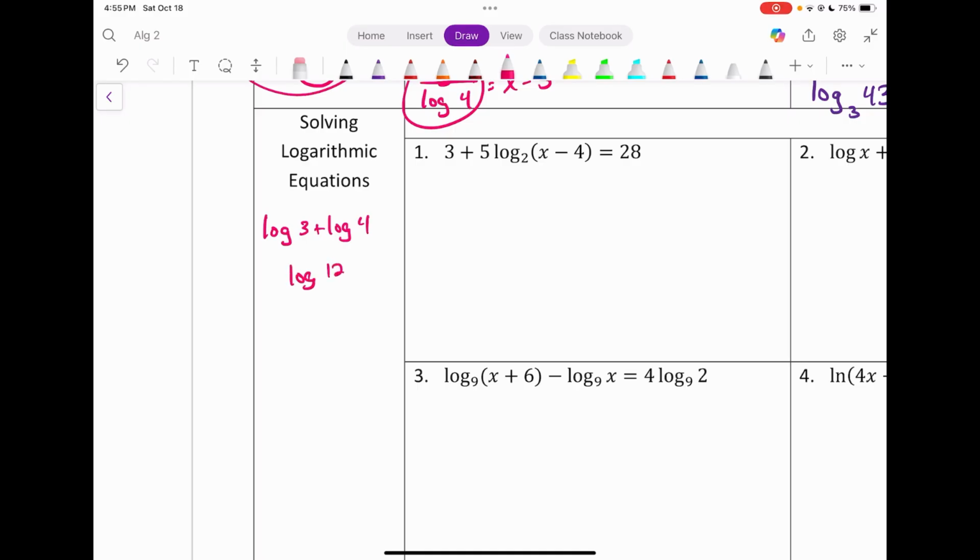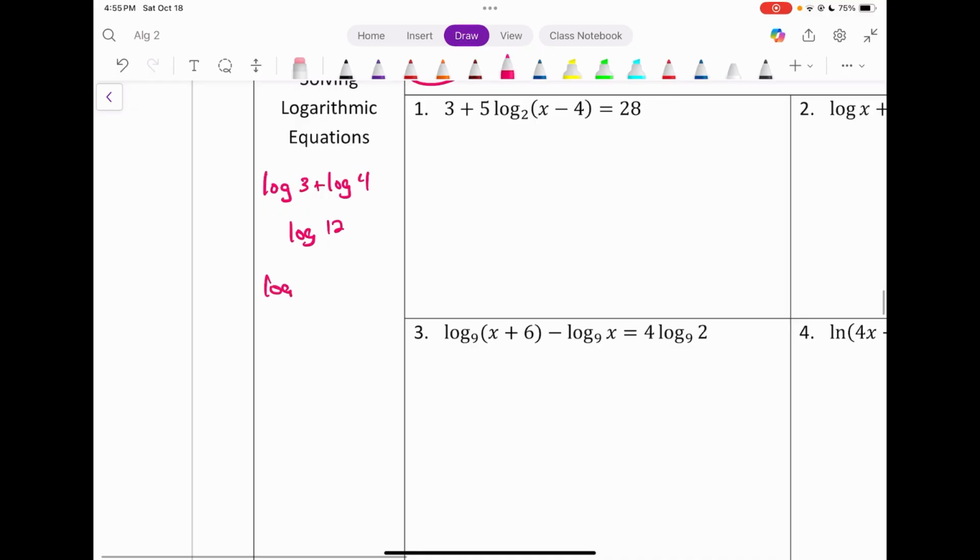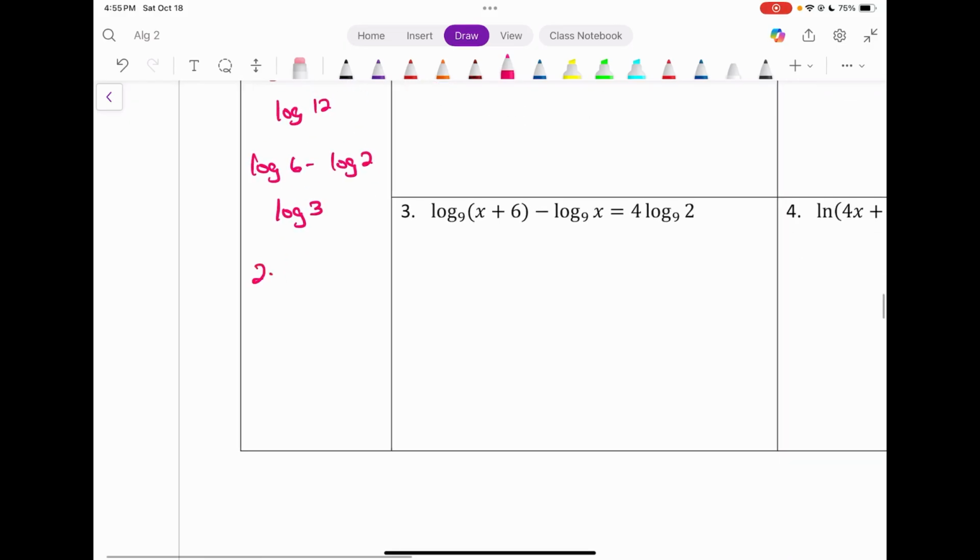To subtract, log of 6 minus log of 2. To subtract, you actually divide. That'd be the log of 3. Then the last rule is to multiply a number times a log. You can actually move that number up top and change that to log of 3 to the second, or log of 9.